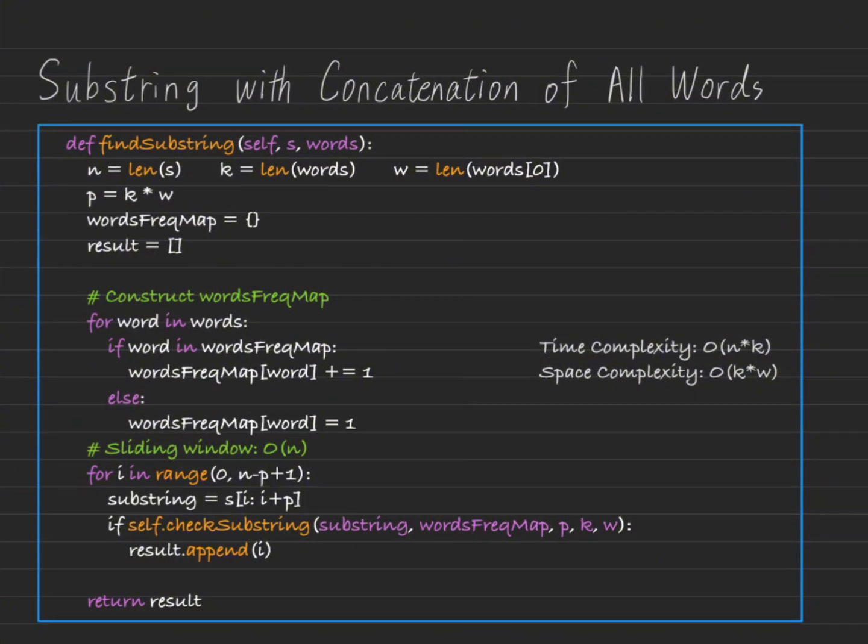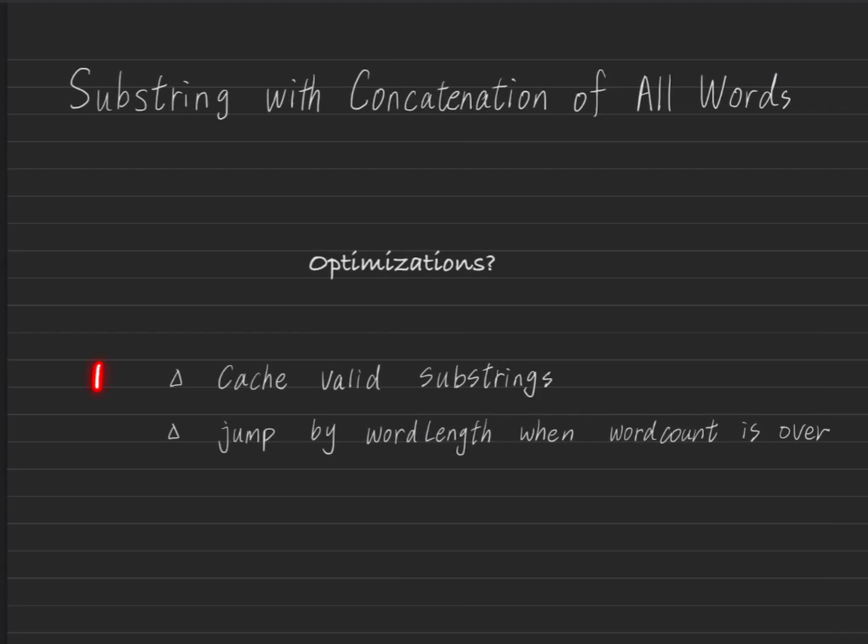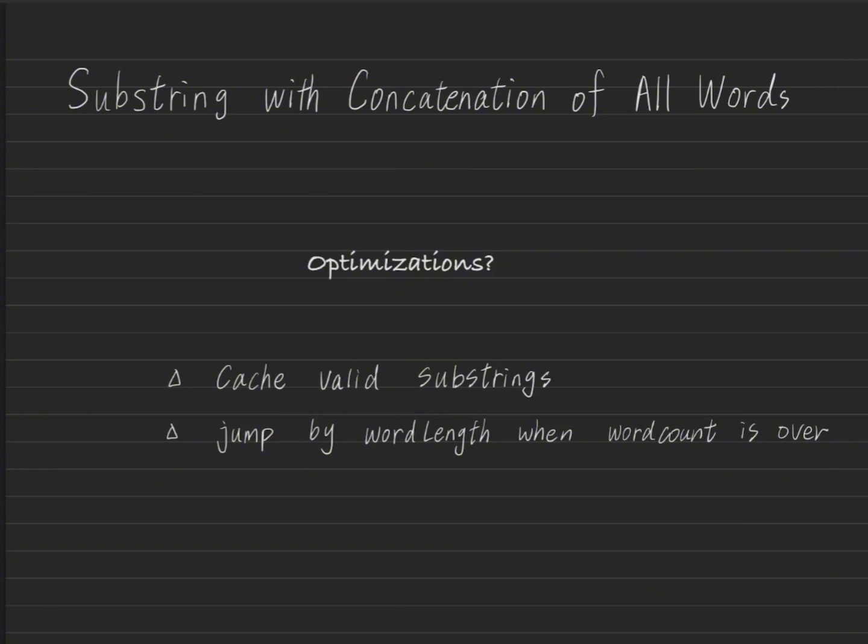This is already a very solid solution, but can you think of any optimizations? Here are some possible ideas. The first idea is to cache the valid or invalid substrings. This works best if the input string has many identical substrings. If we cache the already seen substrings, and we encounter an identical substring, then we can skip the processing because we already know the verdict of this identical substring.